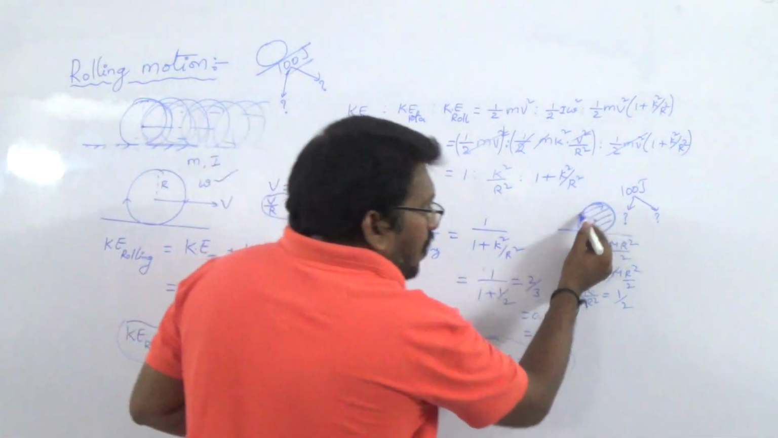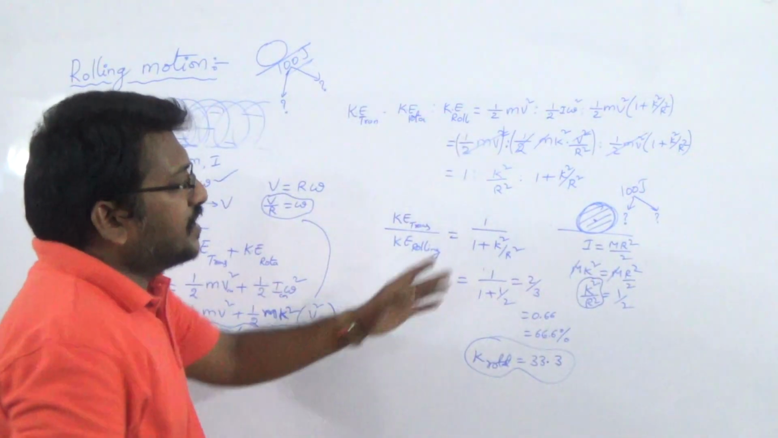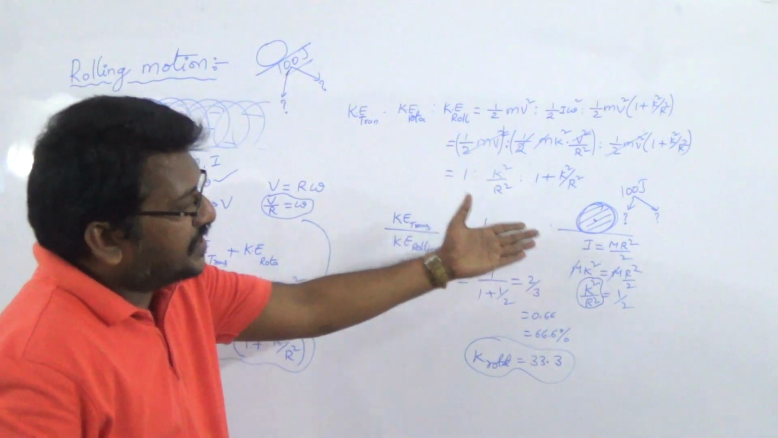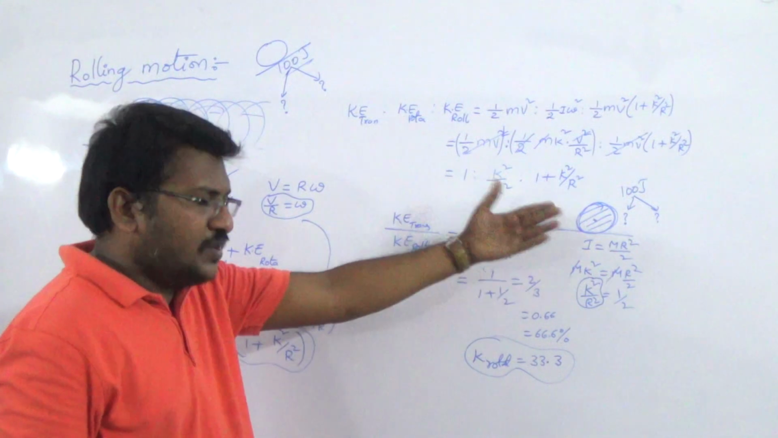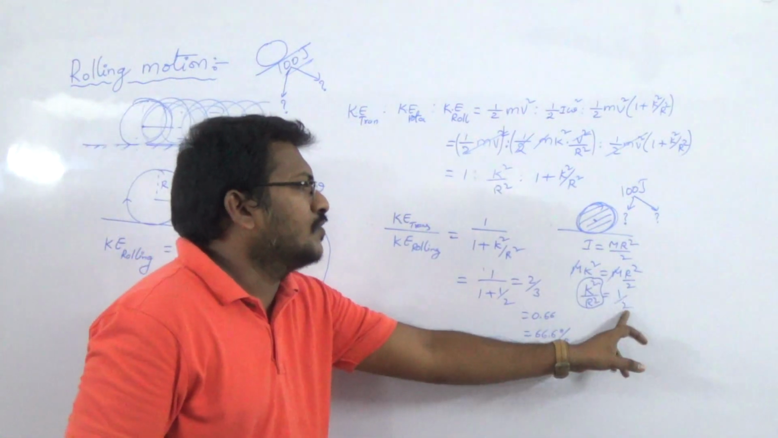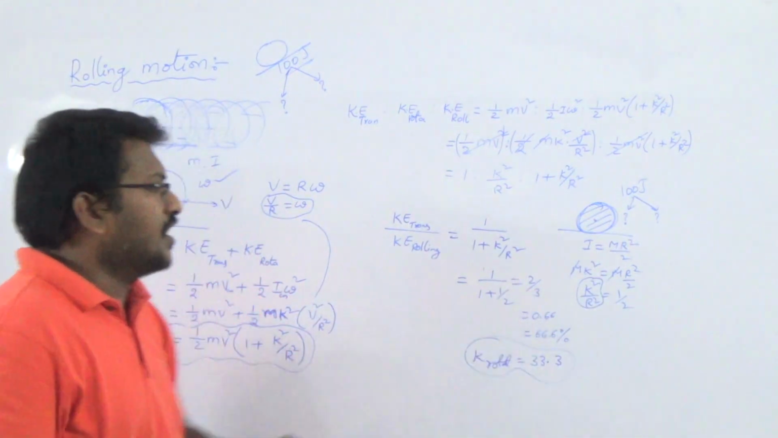Depending on the bodies, the k square by r square value can change. In case of ring, disk, sphere, cylinder, hollow sphere, you know the values: k square by r square equal to 1, 1 by 2, 2 by 5, and so on. Substitute here, and we can get the calculation.